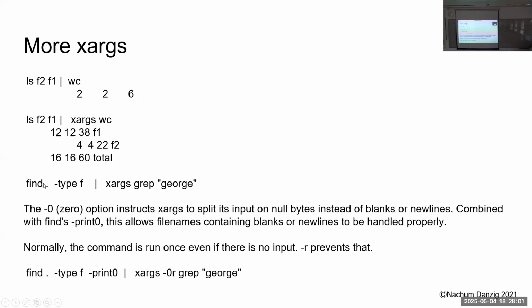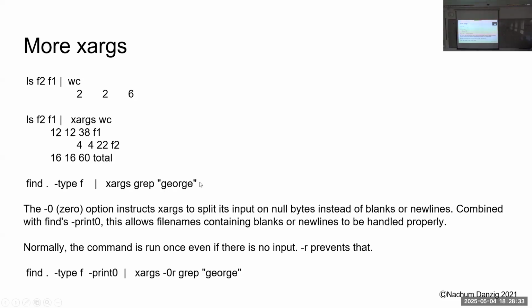Another example: find in the current directory any file, and then execute the command grep for the word George on what file? On the file that I found. Now, there's a certain problem with this example. What's the problem with this example? What if I have a file called hello world? There's a space in the name of the file.